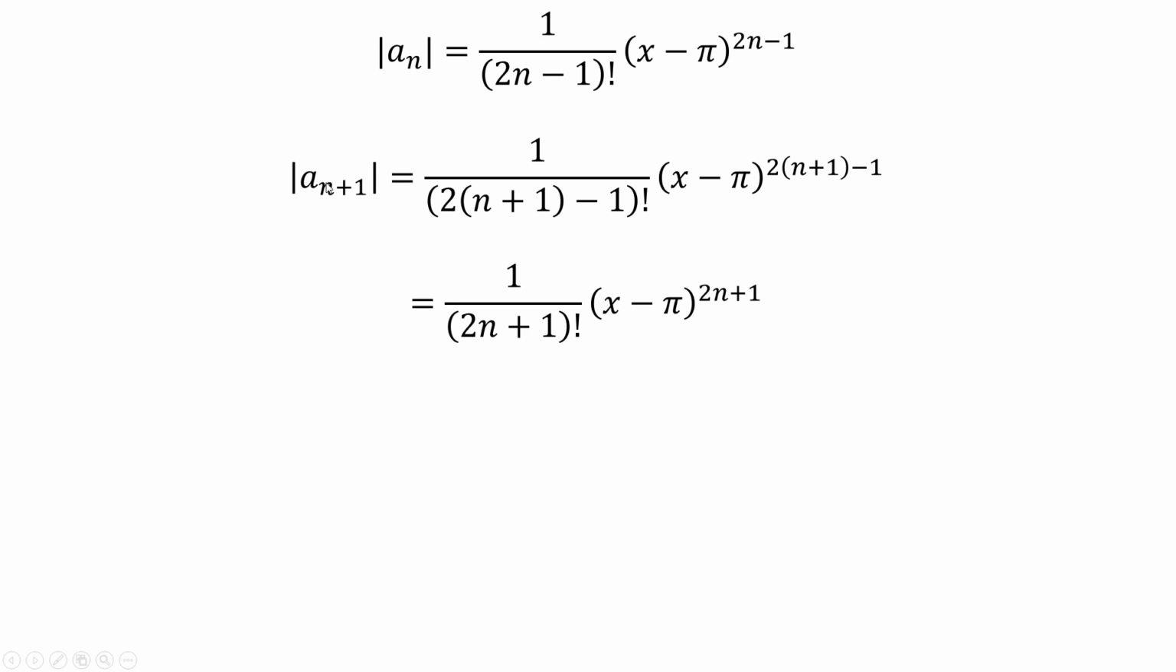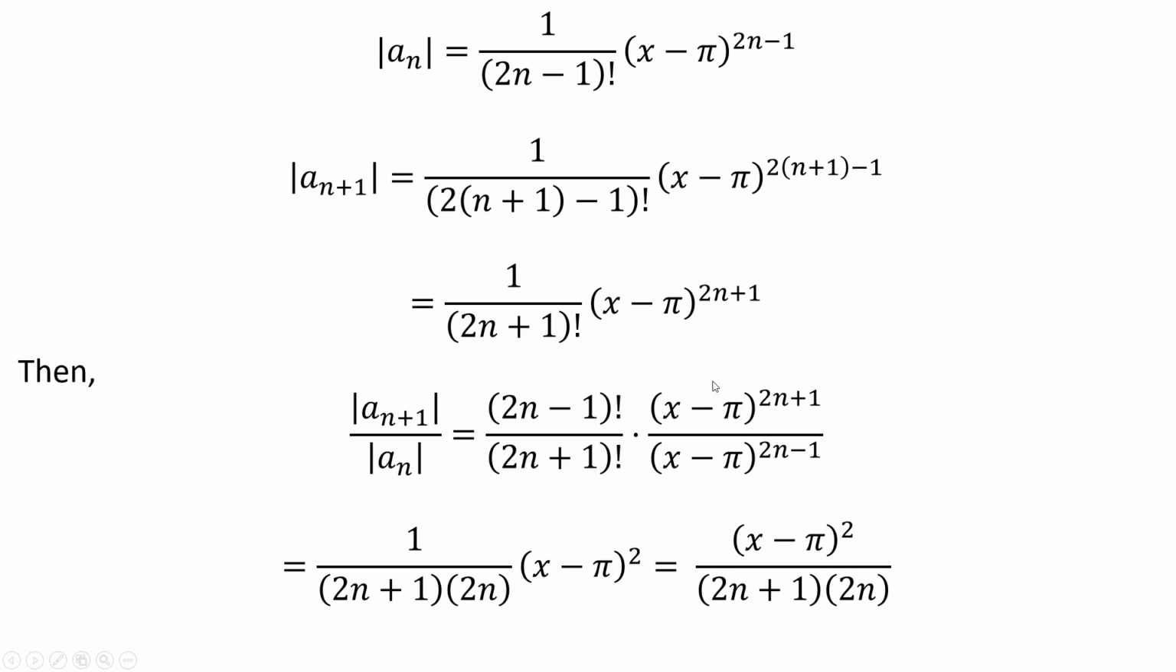Similarly, we now calculate the modulus of a sub n plus 1. And here, we just replace n by n plus 1. When we simplify it, it comes out to 1 over (2n plus 1) factorial multiplied by (x minus pi) to the 2n plus 1. Again, the negative 1 to the power of n plus 1 just becomes a 1 because we're taking the modulus. And we pick x to be greater than pi, so we don't concern ourselves with the modulus as it's always positive.